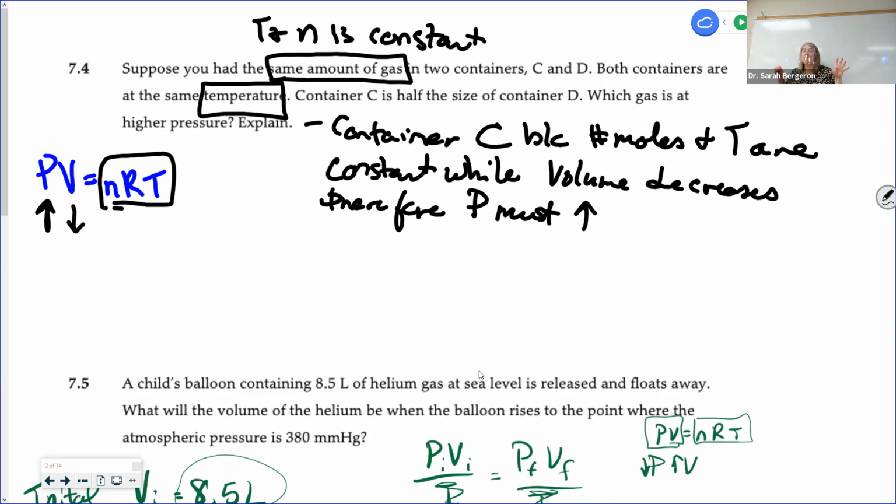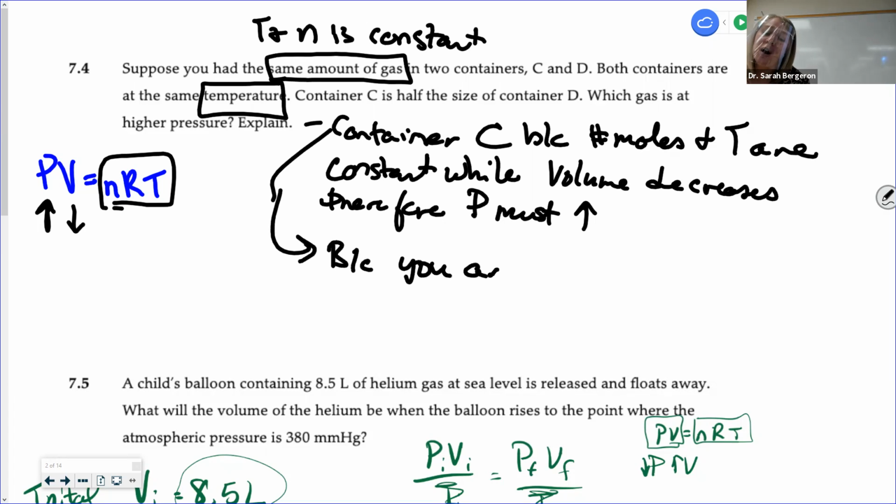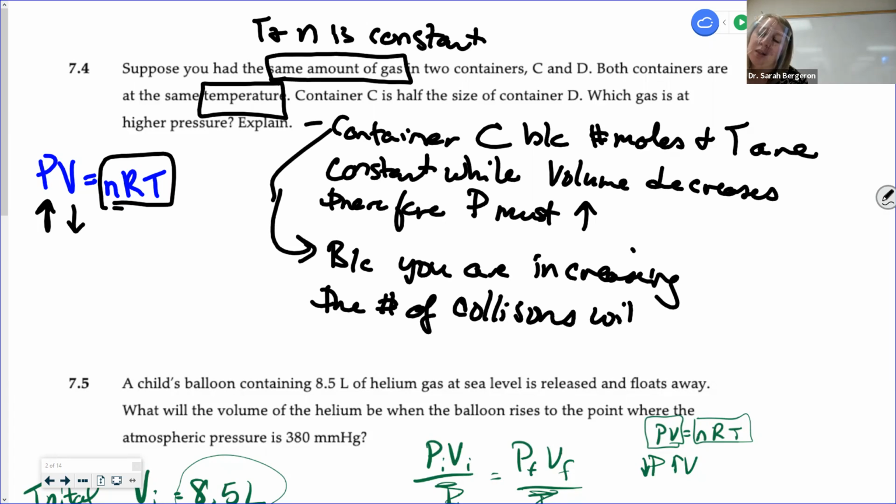More collisions. Do you know what pressure is? Pressure is defined as collisions against the side of a container. So just like you're going to end up hitting other molecules, you're also going to end up hitting the sides of the container. And that's the definition of pressure. So because you shrink the size of the container while keeping the number of moles constant, you're now increasing numbers of collisions with the size of the container. So you could also say container C because you are increasing the number of collisions with sides of the container.